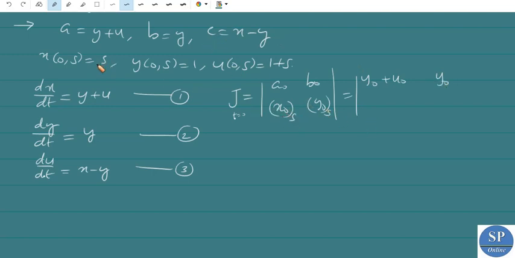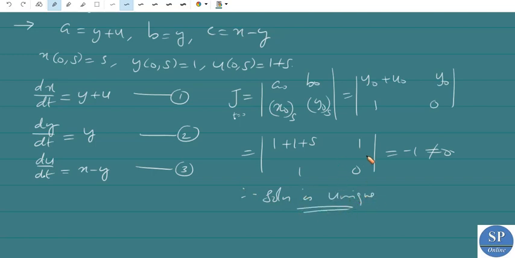x naught is s, so x naught by s is 1, y naught by s is 0. Now this is equal to y naught is 1 plus u naught is 1 plus s, y naught is 1 1 0. So we have 0 minus 1, so this is minus 1, which is not equal to 0. Therefore the solution is unique for the Cauchy problem.